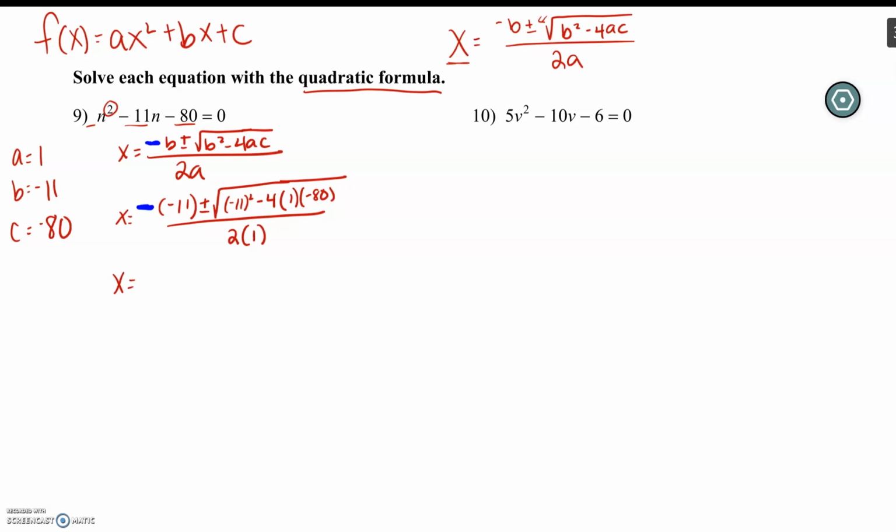So this looks like a monster, but if you just simplify it one step at a time, it's really not that bad. A double negative here makes positive 11 plus or minus a big square root. Negative 11 squared is equal to 121, minus 4 times 1, which is 4, times negative 80, which is 320. Add those together and we get 441.